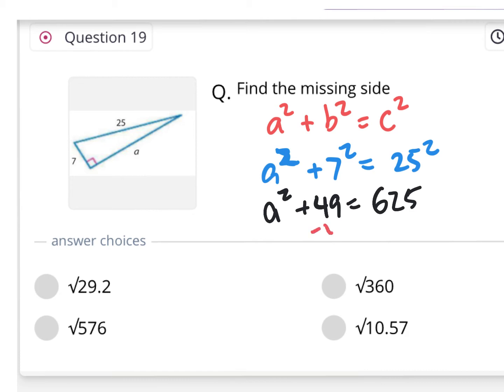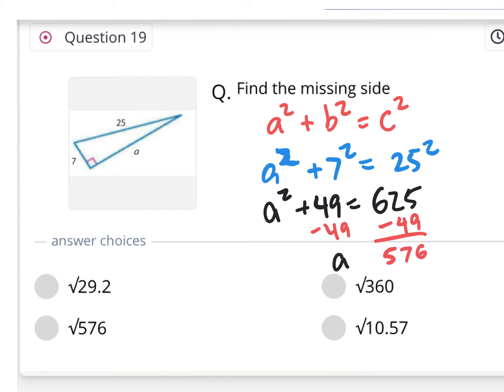Continuing on, we're going to subtract 49. Might as well ask Siri just to be sure. Hey Siri, what's 625 take away 49? And Siri is not responding. Okay, so that's going to be 576, I believe. Yes, it is. No, it's not. Yes, it is.